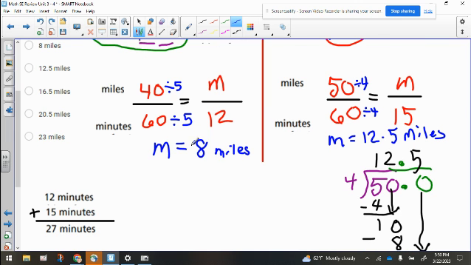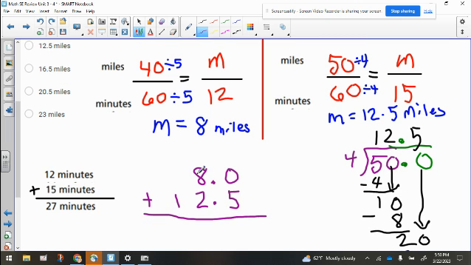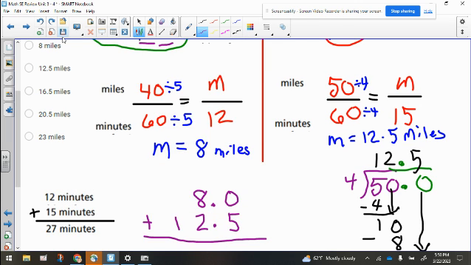So we have the 8 miles from his first rate. Let's rethink that as 8 and 0/10, plus the 12 and 5/10 miles from when he was driving a little faster, hopefully not disobeying any kind of laws. So finish up by adding these two purple numbers together, and then you'll have your final answer.